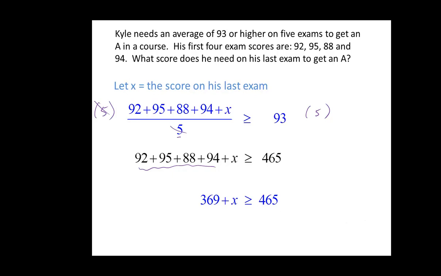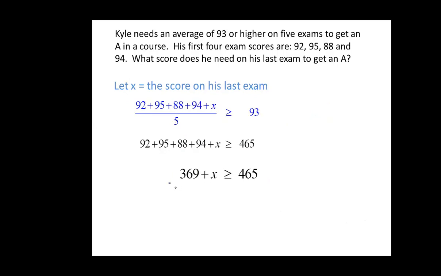Think about what you need to do next. To get X by itself, we need to subtract 369 from both sides. And that brings us to X is greater than or equal to 96. And you might think you were finished. Seems like we found a result for X.